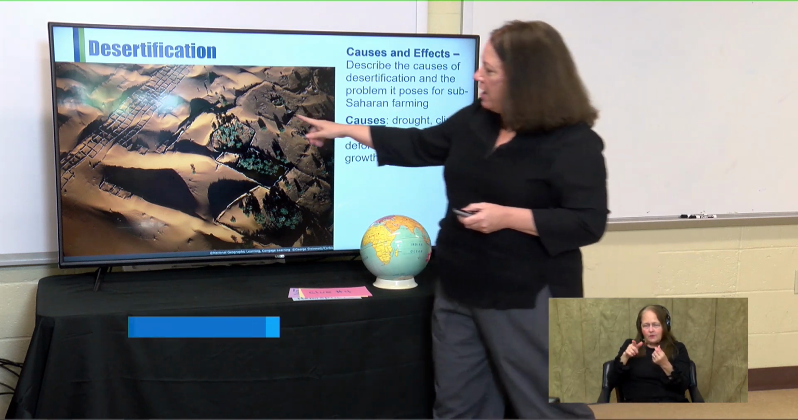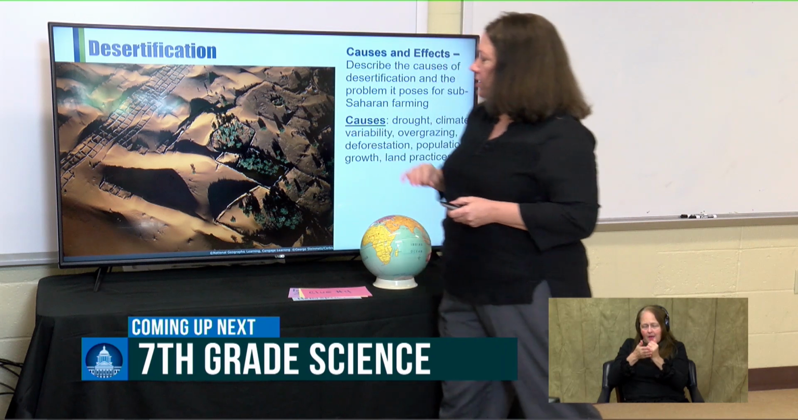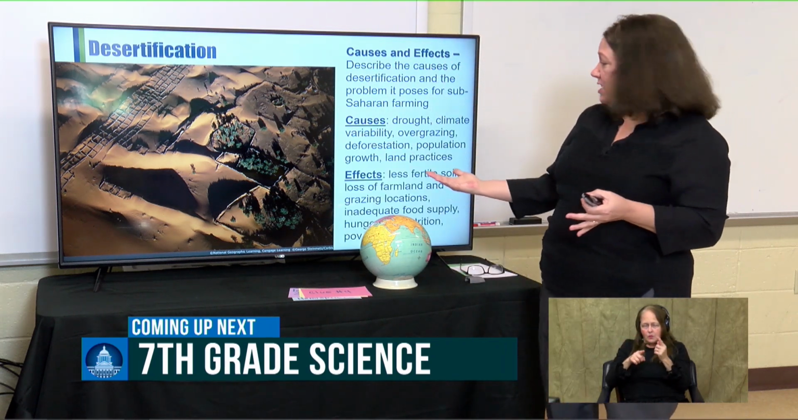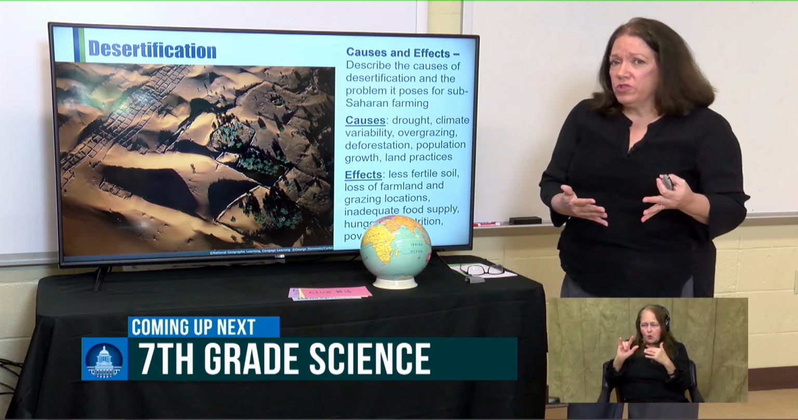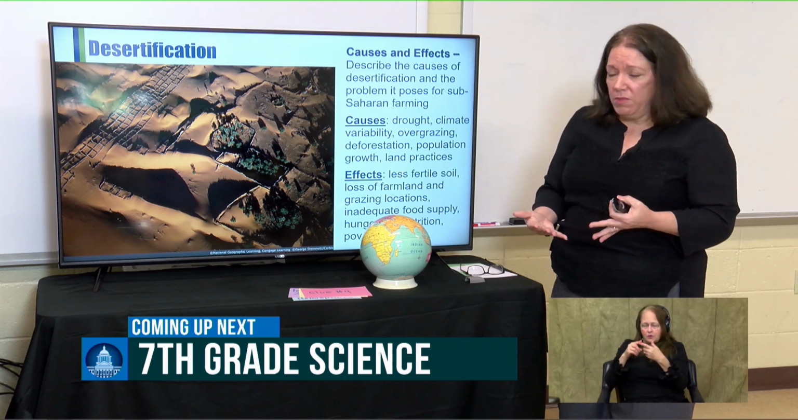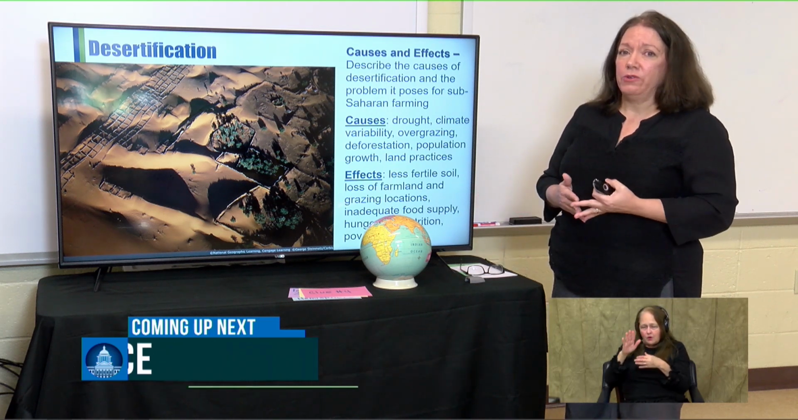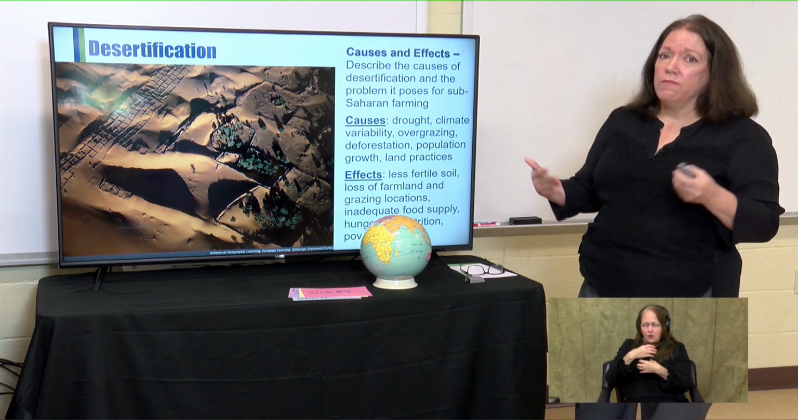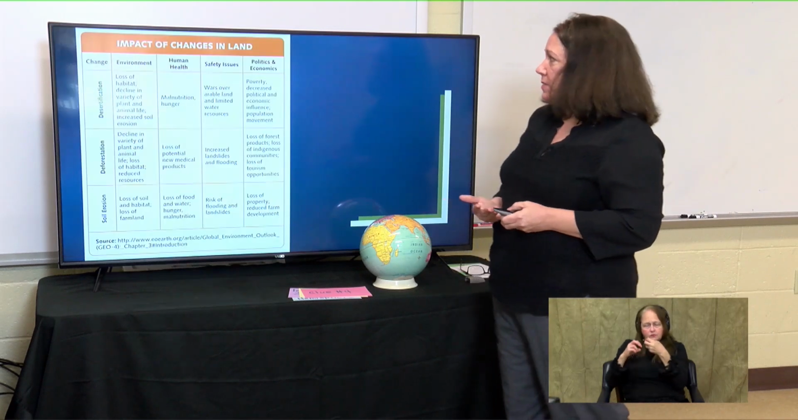Here you can see methods of trying to contain the desert by building little walls and fences. So what are the effects of this? Well, again, we've said less fertile soil. That less fertile soil leads to loss of farmland, loss of grazing locations, and then that leads to an inadequate food supply. Unfortunately, the effect of that is hunger, malnutrition, poverty, and conflict over resources.